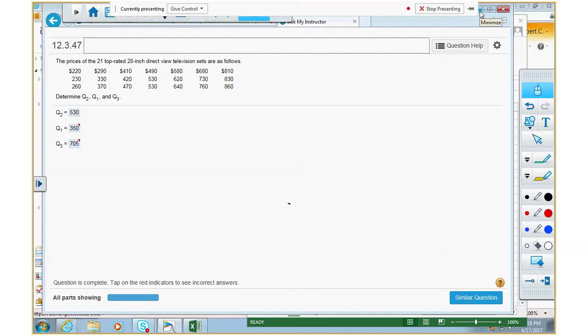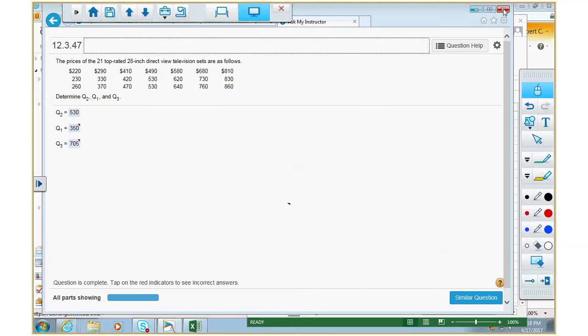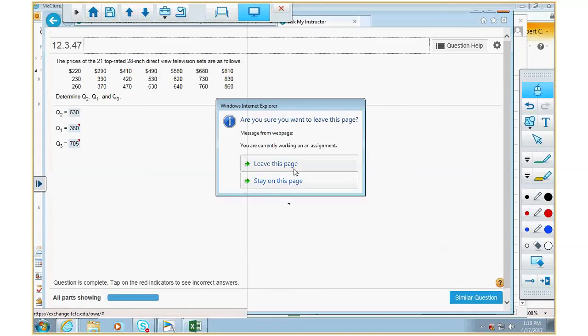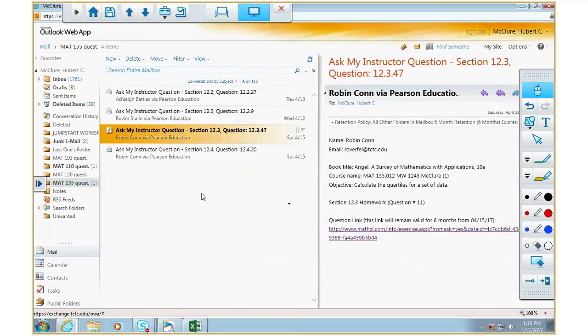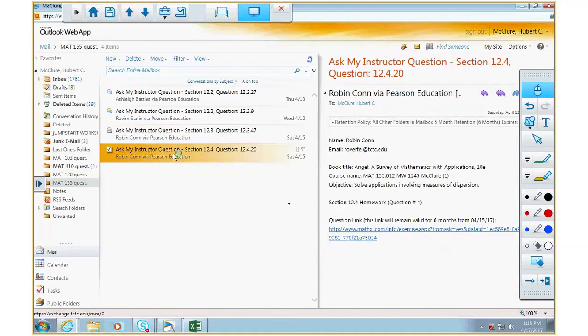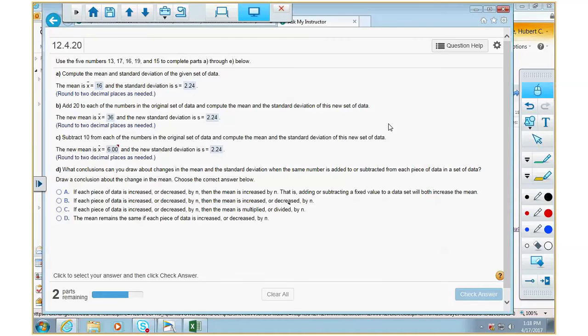Oh, we didn't check to see if we got the right answer. Okay, there's the right answers right there. All right, the next one, 12.4, 20/4. So this is number 4 on your homework. This is a test question because I remember seeing this one. I think it was D.